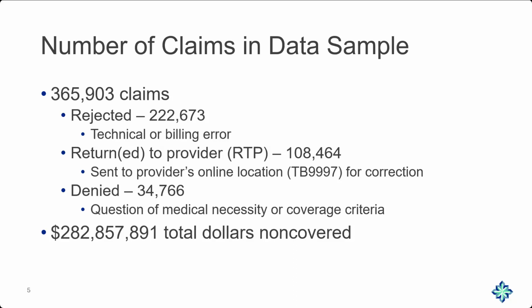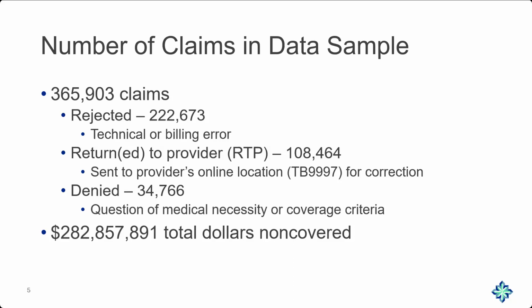And then finally, there were 34,766 claims that were denied. The term denied in FIS terms means that there's some question of medical necessity or there's some coverage criteria that is not met. It's more clinical in nature.